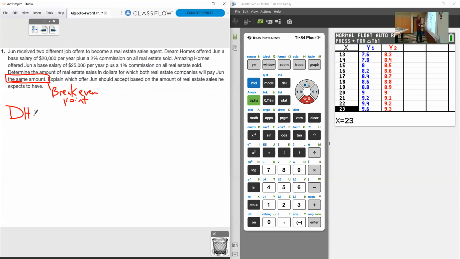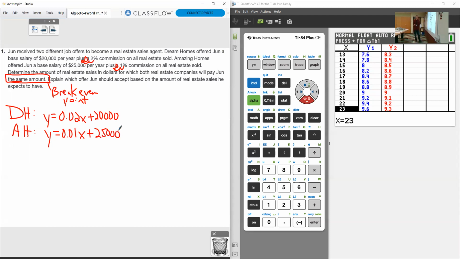$20,000 a year plus a 2% commission. Now, 2% as a decimal, we got to move the decimal point over 2 places. So for Dream Homes, it's really y equals 0.02x plus the 20,000. For Amazing Homes, it is a 1% commission. Move your decimal point over 2 places. So we have 0.01x plus $25,000 in salary.